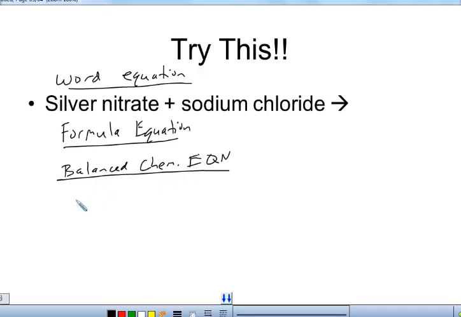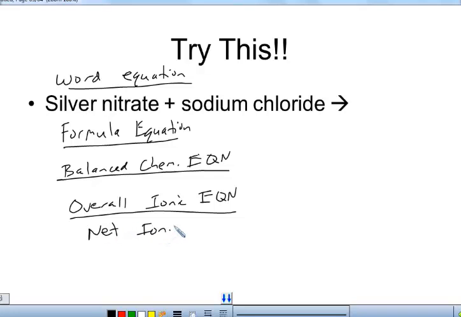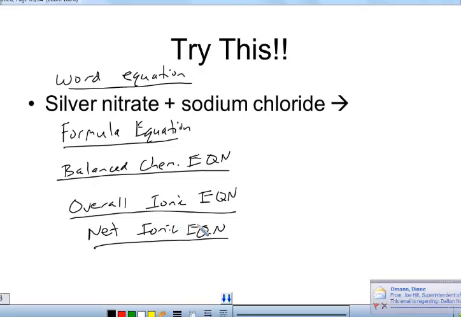I then want you to come up with the overall ionic equation. So breaking apart any ions or any aqueous substances on either side. And then the final thing would be the net ionic equation. So you're going to take the example like we did and the ones that are in the book and figure out what all these things would be if silver nitrate and sodium chloride got together. So go ahead and give that a try and bring that with you to class.